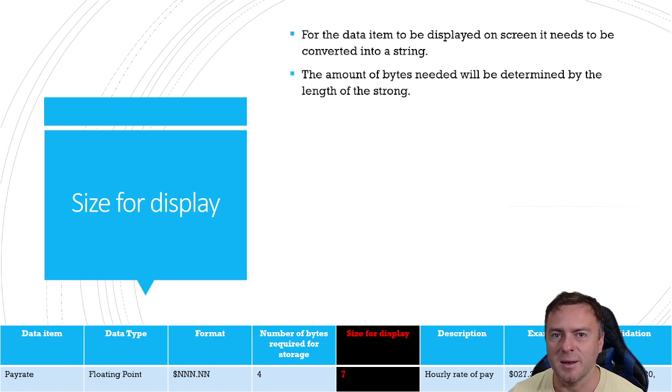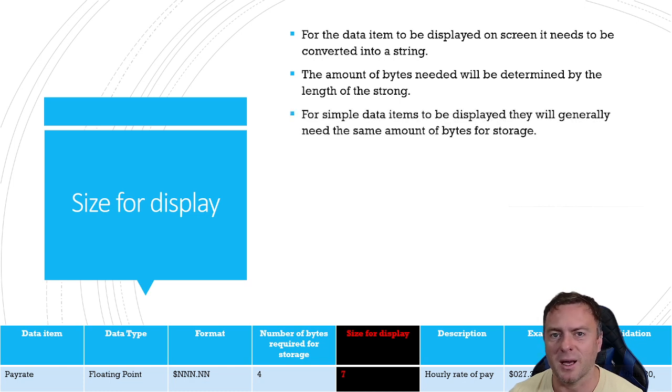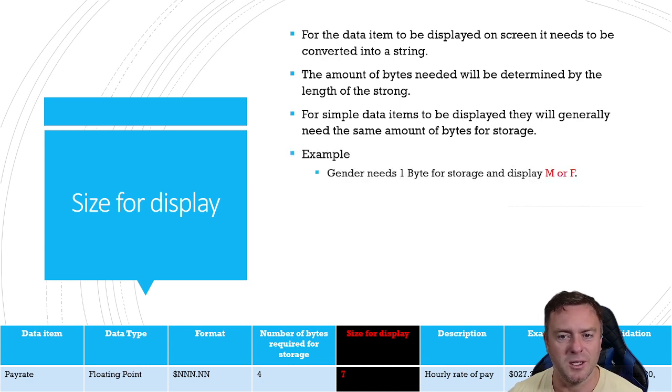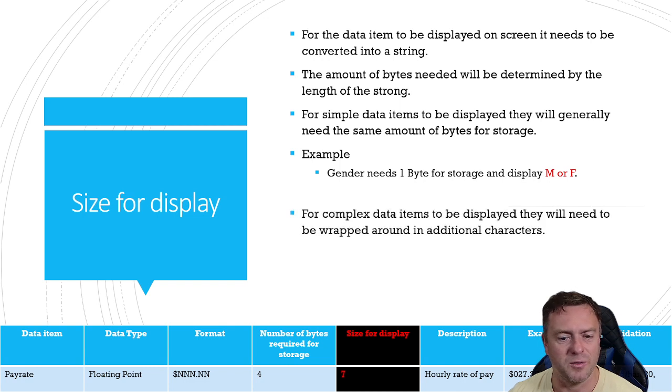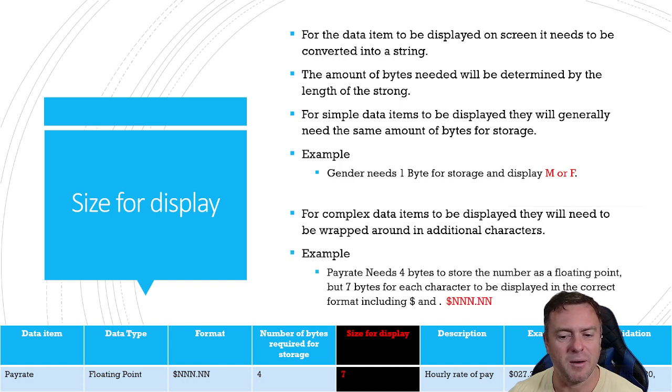So basically the amount of bytes is determined by the length of the string. Simple data items can generally be displayed as the same amount of bytes for storage. For example, gender needs 1 byte, so that's either going to be male or female. Complex data types need a bit more wrapping around them. For example, pay rate needs 4 bytes to store it, but 7 bytes to output it.